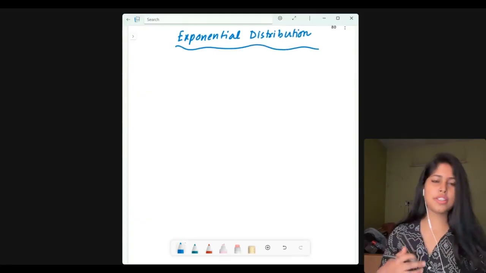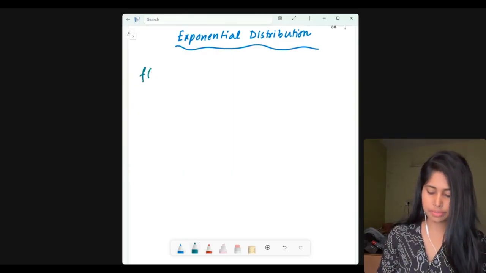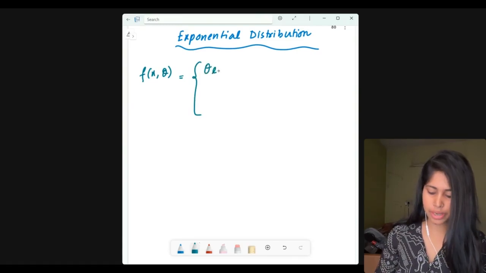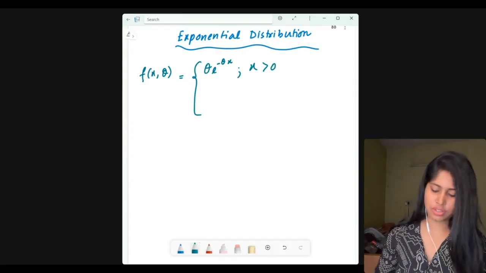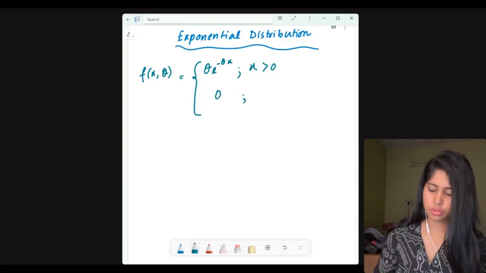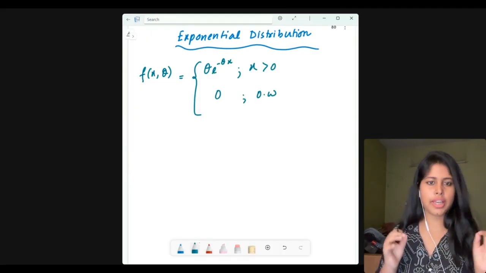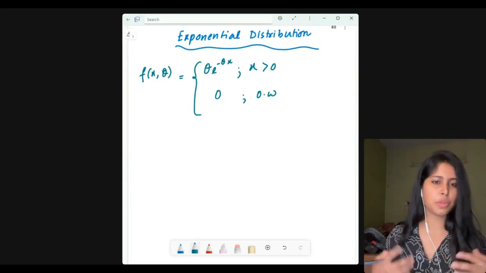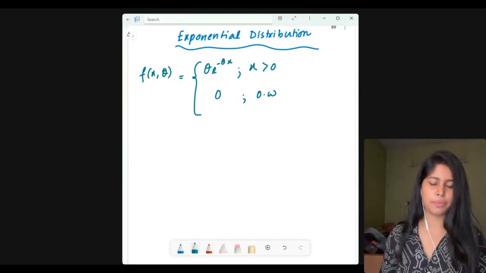Okay, so this is our today's topic, and now let us come to how we write the PDF. It is f(x; theta) equals theta e to the power minus theta x for x greater than 0, and for x less than 0 it is just 0, 0 otherwise. That is why I was saying that for case 1, when x is less than 0, our f(x) will be 0 because the probability there will be 0 only, because no events have even occurred.